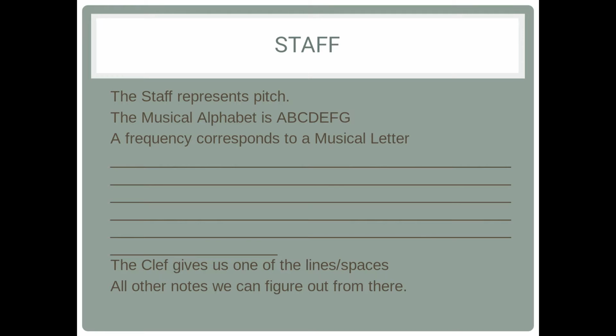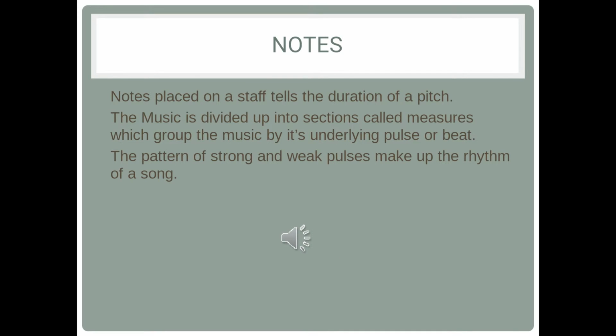A frequency corresponds to a musical letter. The musical letter A corresponds to 440 oscillations per second. The clef gives us one of these lines and spaces. All other notes we can figure out from there.